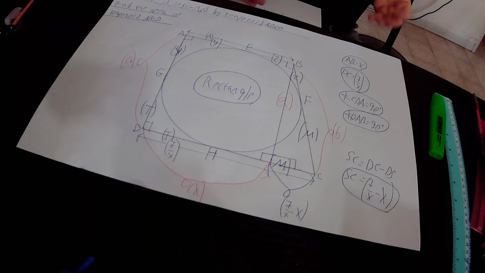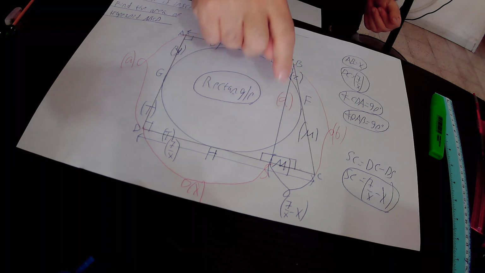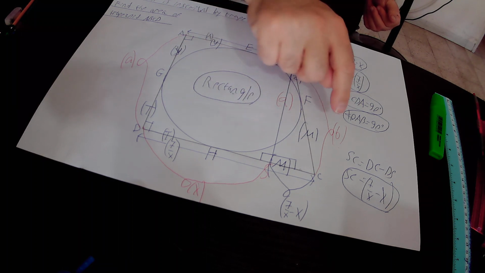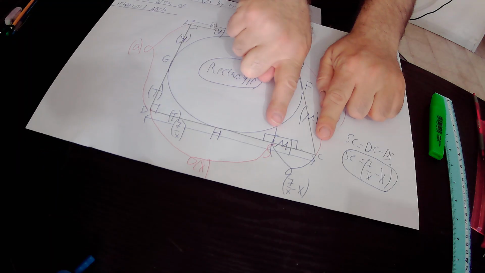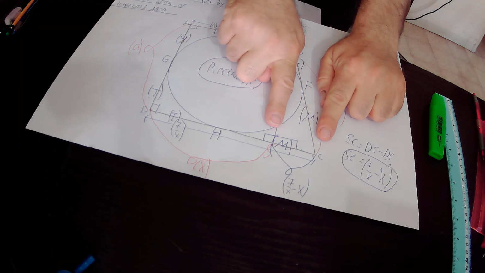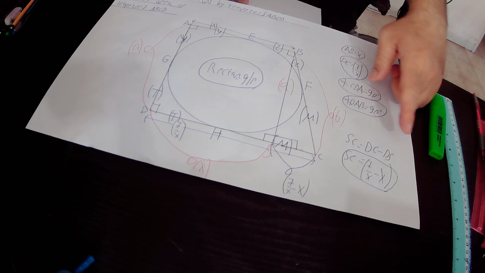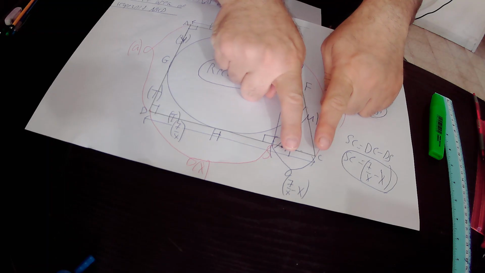By doing this construction, we created the right triangle BSC. In the right triangle BSC, we already found out that side BS equals A and the hypotenuse BC equals B. So what is the length of side SC? From the drawing, it is very easy to see that SC equals DC minus DS. Again, SC equals DC minus DS. So SC equals DC, that is 7 over X, minus DS, that is X. So in total, SC equals 7 over X minus X.